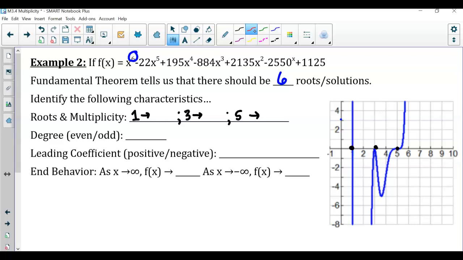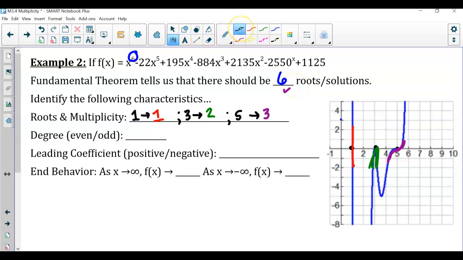Well, looking at 1, what happens with the graph? Boop, it cuts right through it, right? So that means it has a multiplicity of 1. What happens at 3? Notice how it doesn't cut through and it doesn't slide, it bounces. So bouncing at 3 means it has a multiplicity of 2. Then notice here at 5, what happens? It goes through it, but it bends. It slides at 5. So that means it has a multiplicity of 3. Because notice, what's 1 plus 2 plus 3? 6.